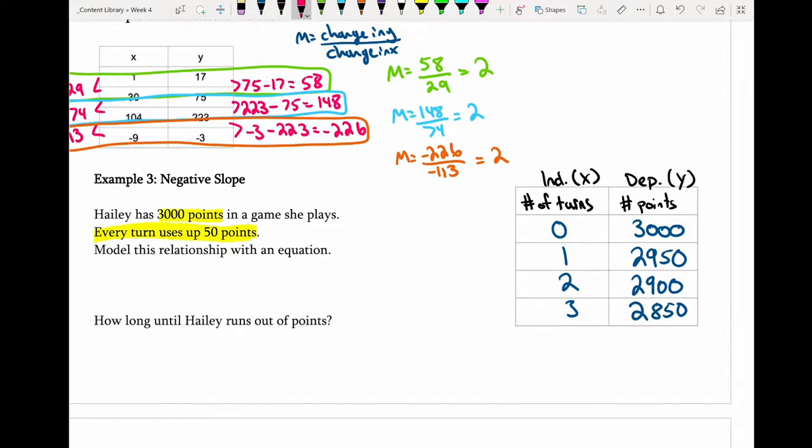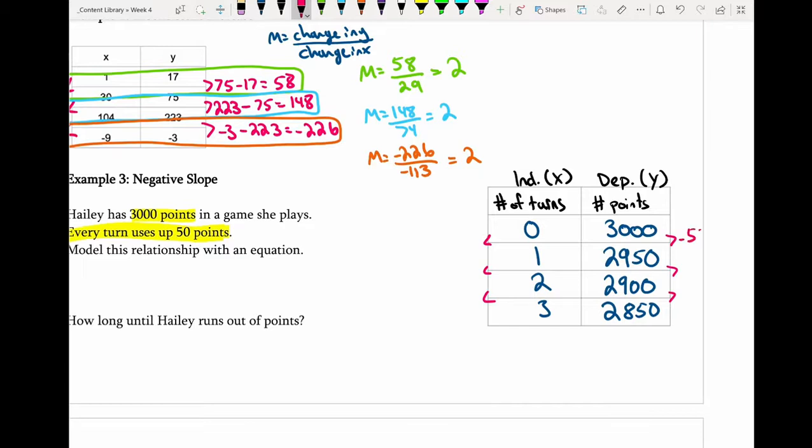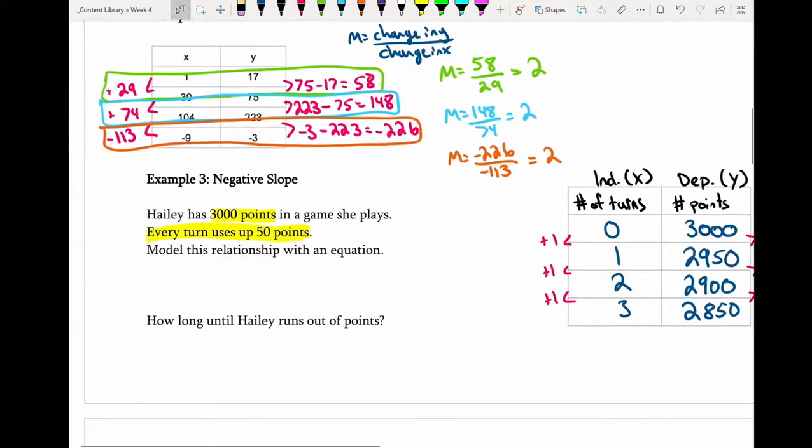Now that I have my table of values, I can come up with my change in y and my change in x to help find my slope. So here we can see that we're decreasing by 50 for the y every time, and we're increasing by 1 for our change in x. So that means that my m value has to be minus 50 over 1, or just minus 50, right? Change in y over change in x.